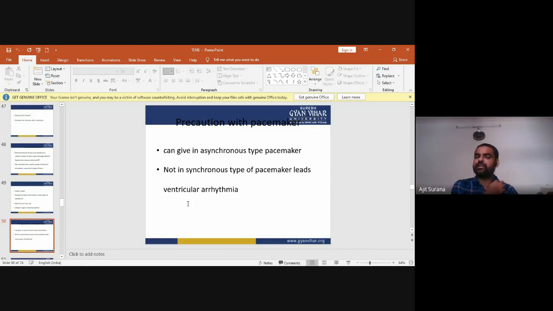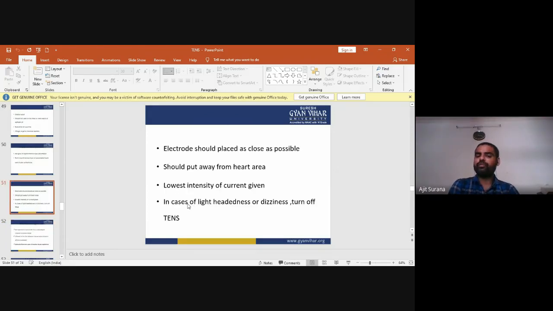Precautions with pacemakers: using asynchronous-type or non-synchronized pacemakers can lead to ventricular arrhythmia. The electrodes should be placed as close together as possible, and we should put the electrodes away from the heart area.